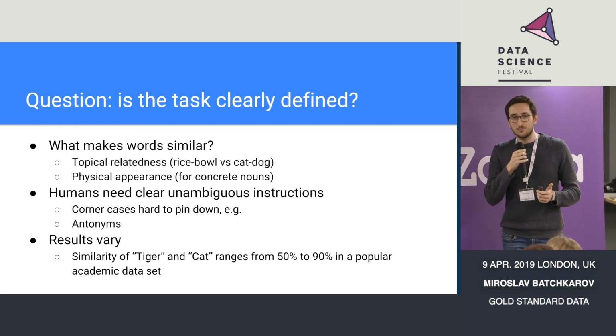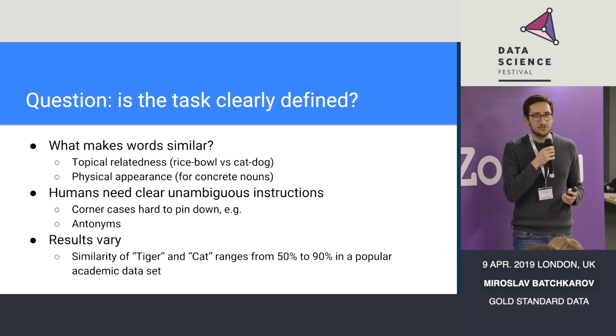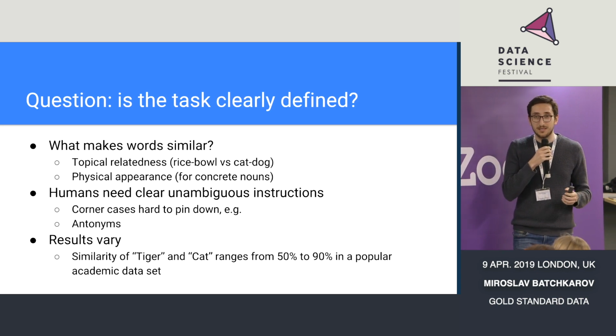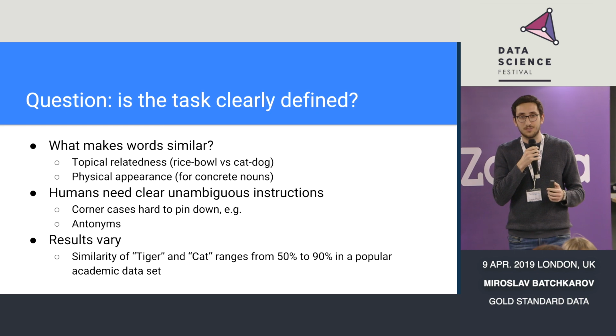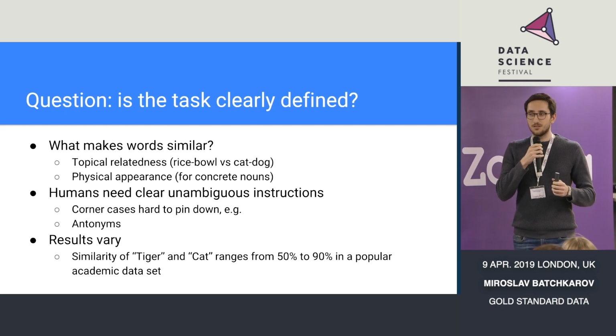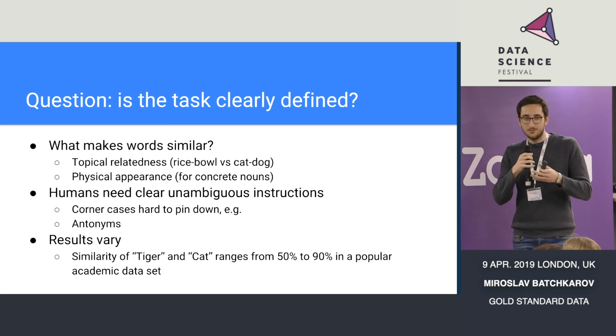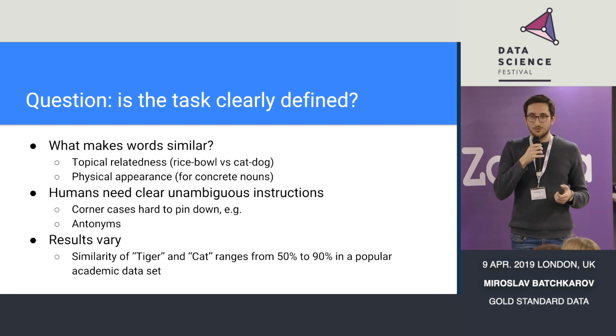First of all, let's ask what it is that we're asking people to do. Now, what is it that makes words similar? Without going too much into the philosophy of it, there have been some discussions going back about 150 years in the philosophical literature, and people say, look, there's topical relatedness. A bucket of rice is similar to a bowl because, well, rice goes into the bowl and then goes into your belly, so obviously there's something there, right? There must be some similarity. Cats and dogs, well, they kind of look the same. They're furry, four-legged animals. They're cute. People like them. So they must be similar.